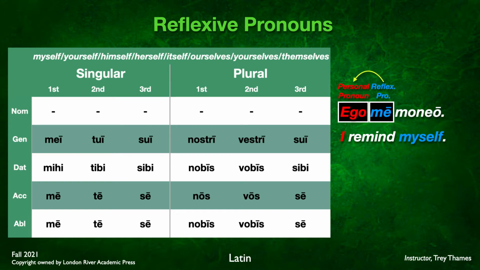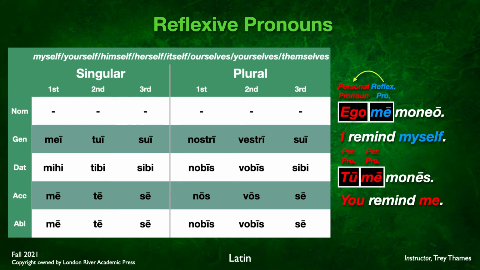I remind myself. How about this one? Tu me mones. You remind me. Here, both of these are simply personal pronouns. Even though in both sentences we have the form me, ego me and tu me, the first one is reflecting back because ego is first person and me is first person. It's bending back, reflecting back to the subject.